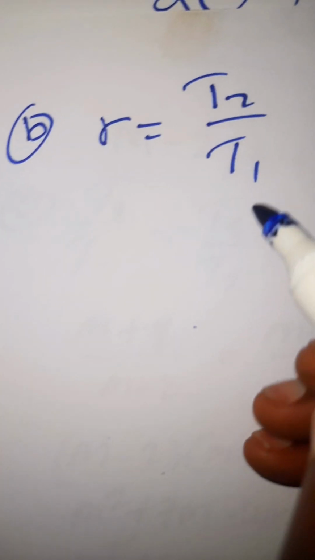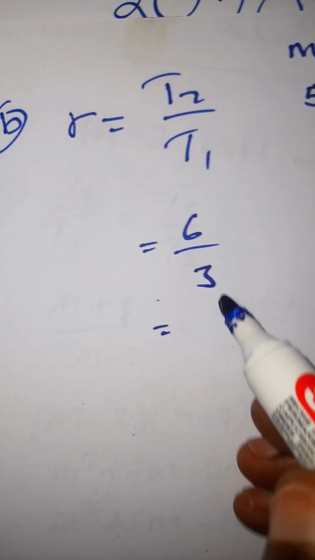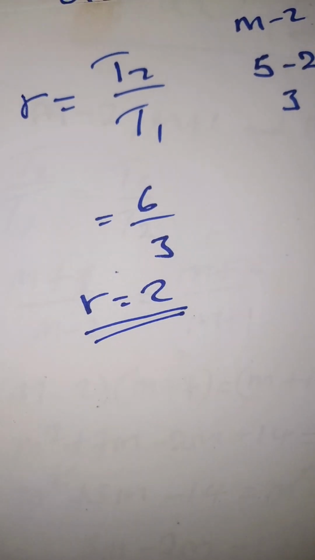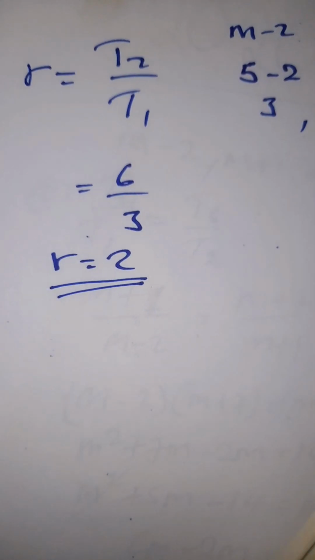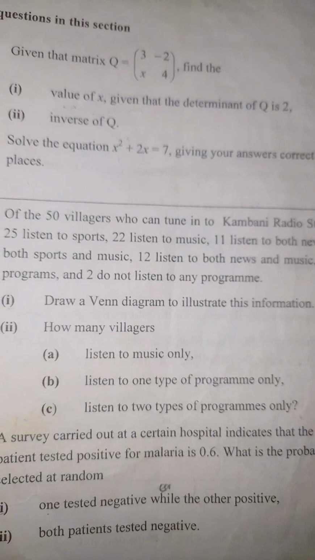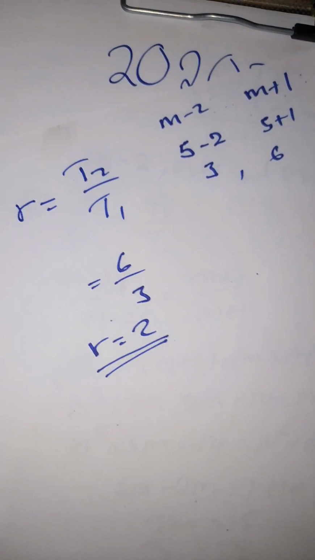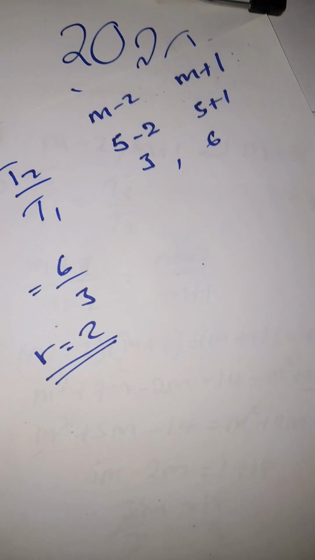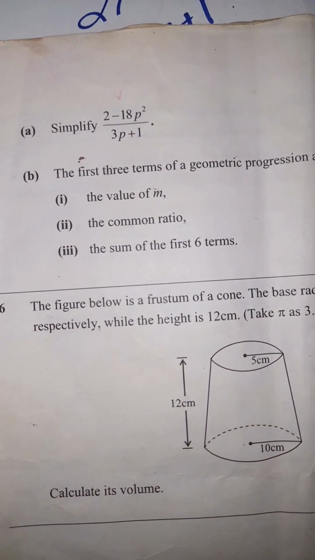So to find the common ratio, T2 will be 6, T1 is 3. So 3 into 6 is 2. The common ratio is equal to 2. That's the answer to the second question. The last question is to find the sum of the first 6 terms.